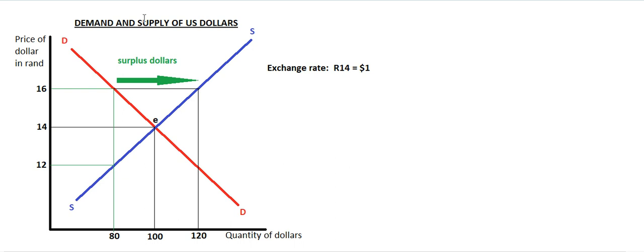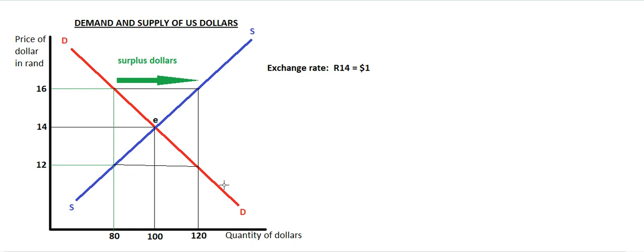But in the same way, if we carry on with this line, if we extend this line until we touch the demand curve, we can see that quantity demanded actually increased. So instead of equilibrium, where there's only 100 people wanting to buy, at a lower price of 12 Rand, now there's 120 people wanting to buy the dollars. So now the quantity demanded increased, which is in line with the law of demand, saying that the lower the price, the higher the quantity demanded.